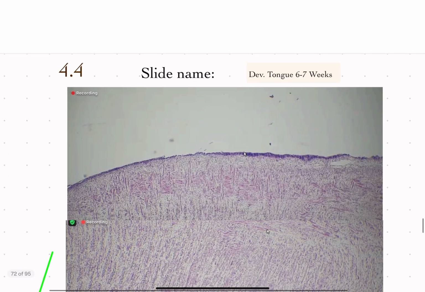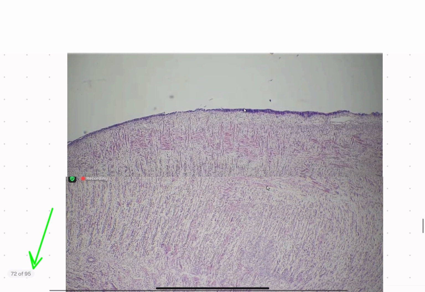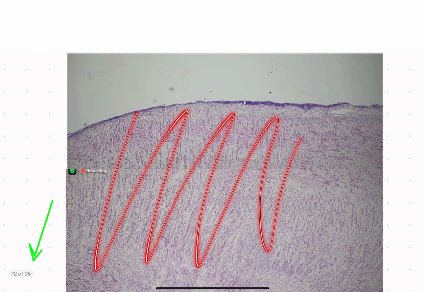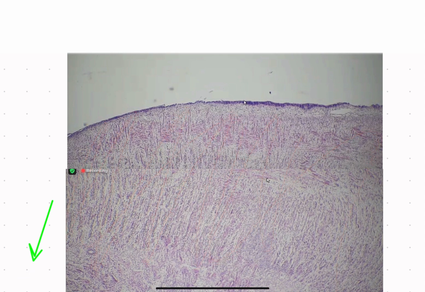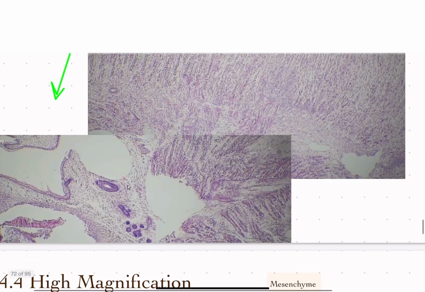Here we have the developing tongue, 6 to 7 weeks. Why? Because it's a very smooth tongue surface. We don't have those papilla that signify it to be an older tongue. We have those striated skeletal muscle cells at the center of the tongue.